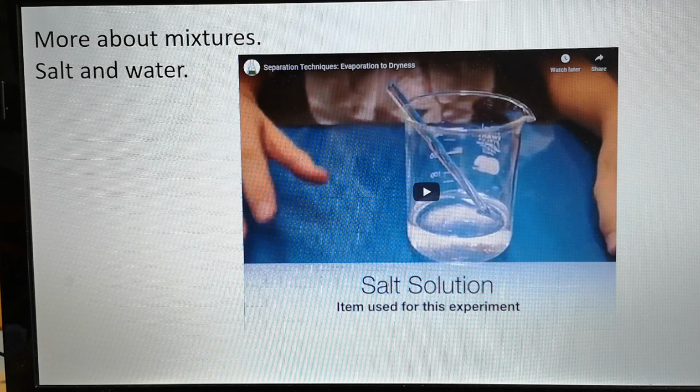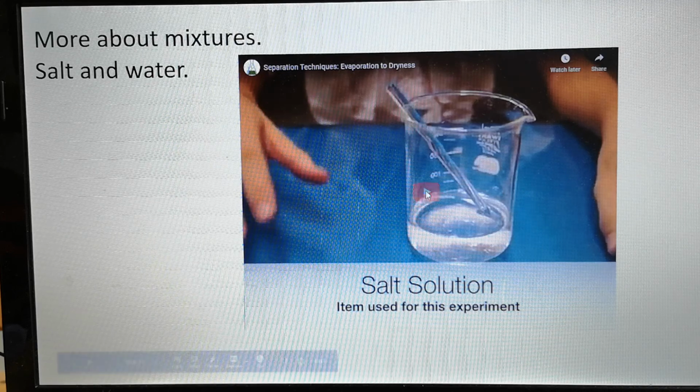So we obviously can't use the filter paper, because the sugar in the water or the salt in the water is just going to go straight through the filter paper, so we're not going to be able to separate it that way. So this video is showing you how you would do that. I'm just going to talk across the top of this one.